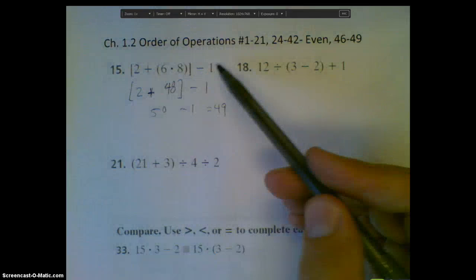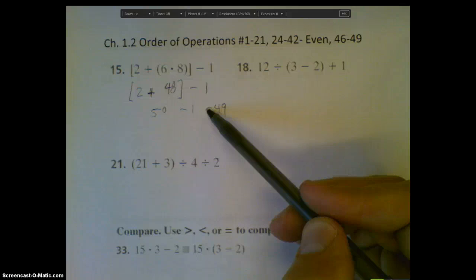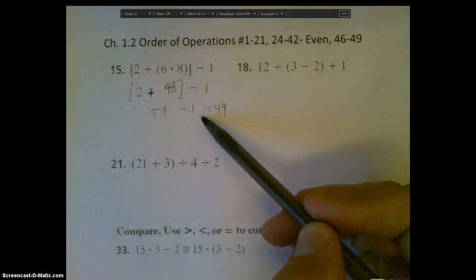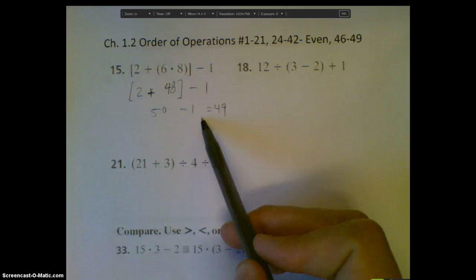Now notice how I'm working top to bottom. I'm writing out my steps because organized work is going to make it easier for me, as in me, the teacher, and you, the person who's doing the work, to see where the errors happen.